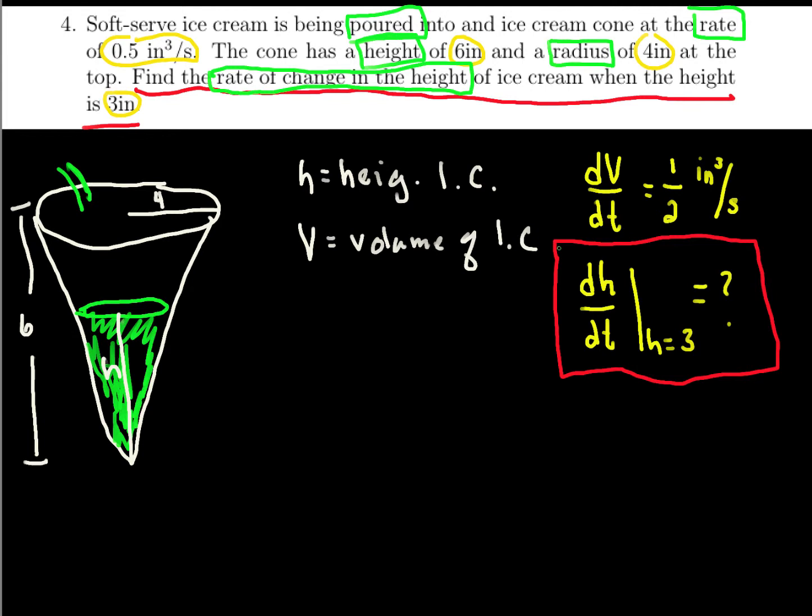All right, so we have organized all the facts, and now we need to relate our variables. So how are V and h related? Well, I know an equation that volume is equal to 1/3 pi r squared h. Now you may be asking, where did that come from?